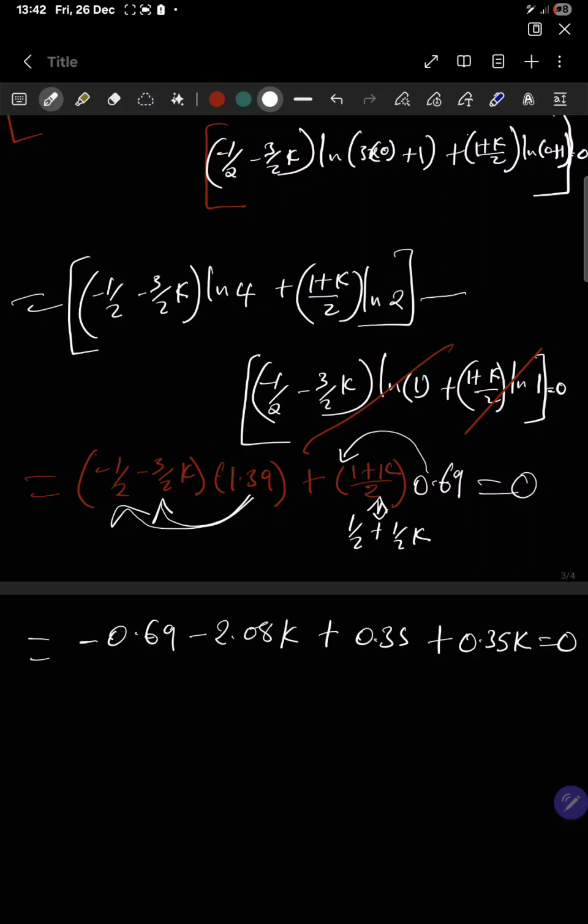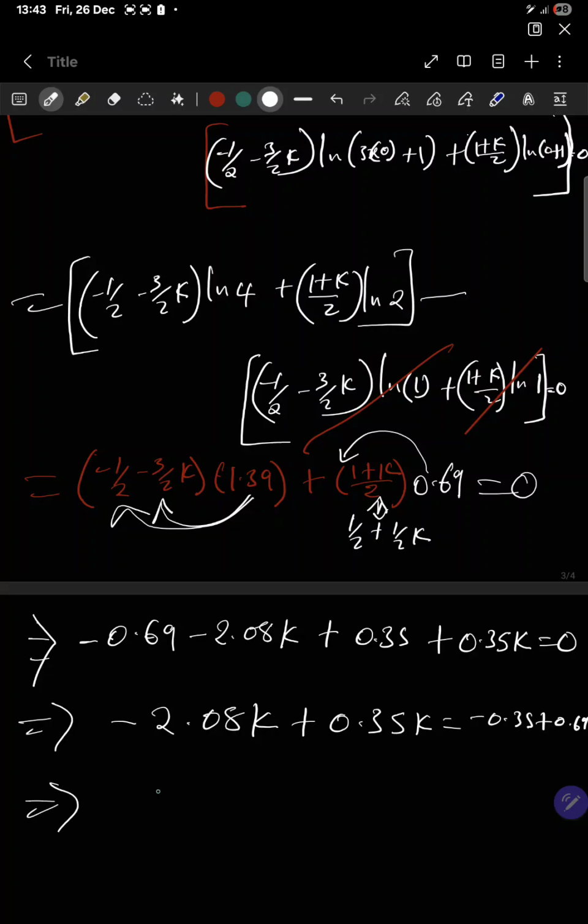Then from here, what you're going to do is to get the value of k. So you can just collect like terms here. I'll get first the ones for k, so I'll have negative 2.08k plus 0.35k is equal to, I'll take the ones that have no k to the other side, which are the 0.35. When it goes the other side, it becomes negative 0.35. Then the negative 0.69, when it goes the other side, becomes a positive 0.69.